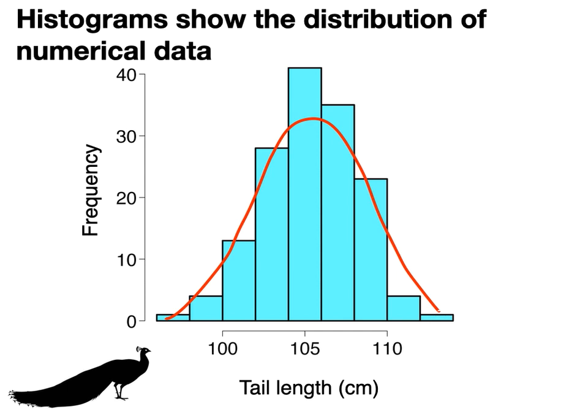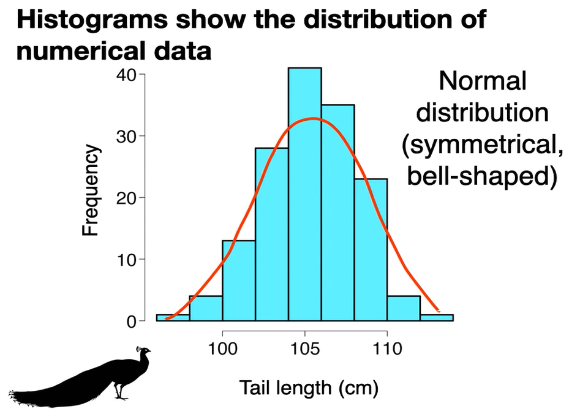What it's telling us is that there are a lot of males with medium tail lengths and relatively few males with very short tails and relatively few males with very long tails. This bell-shaped distribution is a really common feature of many numerical variables. It's roughly symmetrical in this case. It looks similarly shaped on the left and the right. So this is a normal distribution. It's symmetrical, it's bell-shaped.